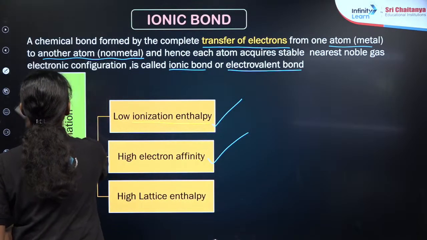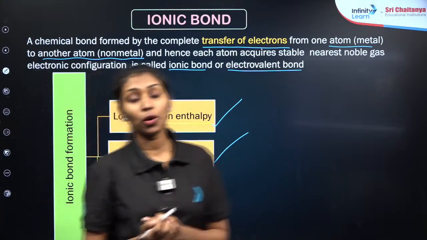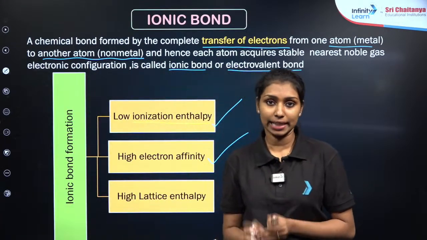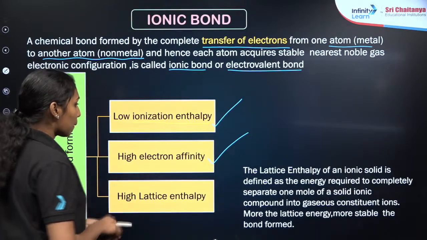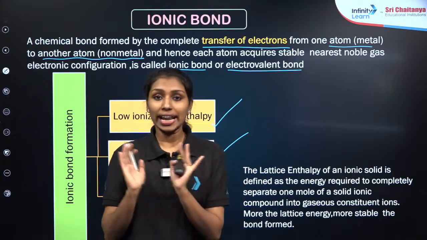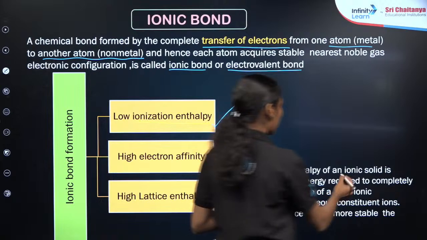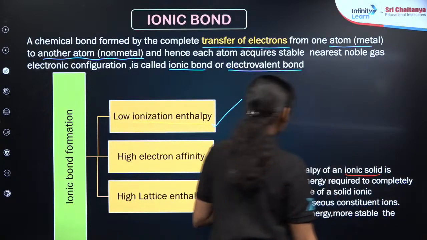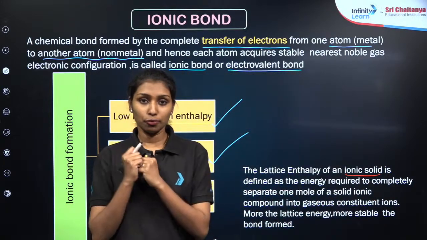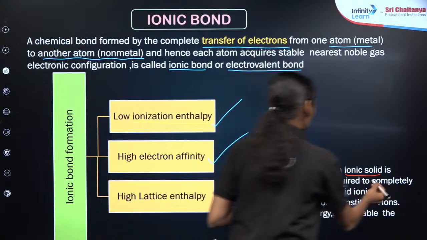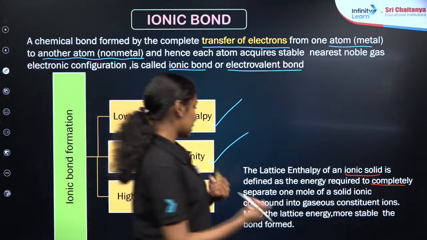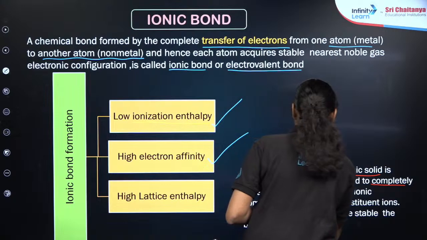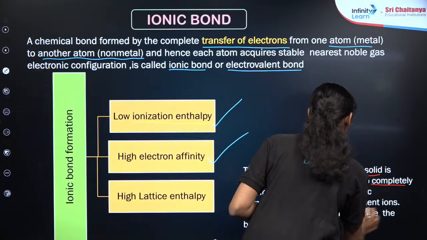Now, the third parameter which affects the formation of an ionic bond or ionic compound is known as the lattice enthalpy. What do you mean by lattice enthalpy? Lattice enthalpy is the particular character of an ionic solid, or ionic compound, which is defined as the energy required to completely separate 1 mole of a solid substance into its gaseous constituents.